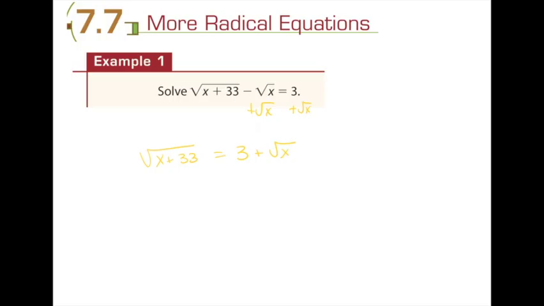Now, what is my index here? What's my index of this guy? 2. So I need to raise both sides to the second power. All right? The left-hand side's really easy. On the left, the radical is going to go away. But on the right, I need to FOIL it. All right? It doesn't just square the 3 and square the square root.